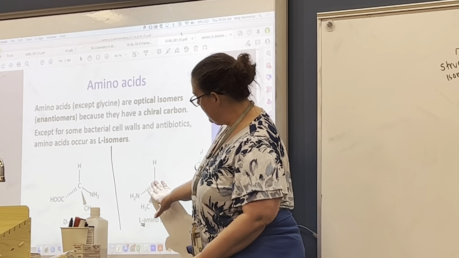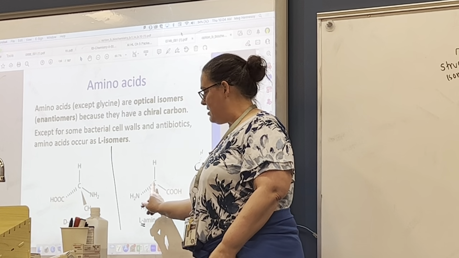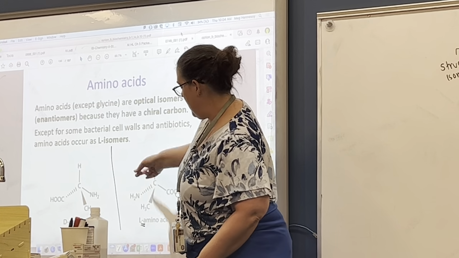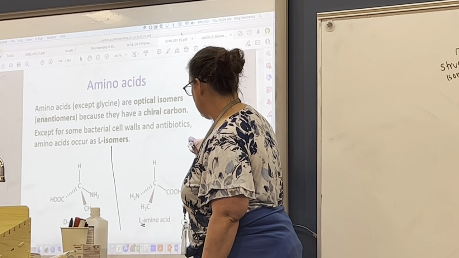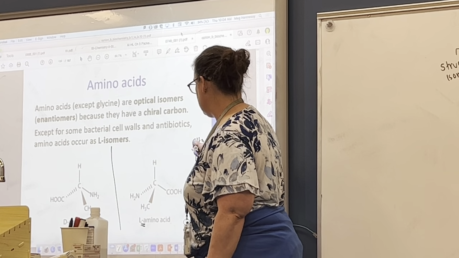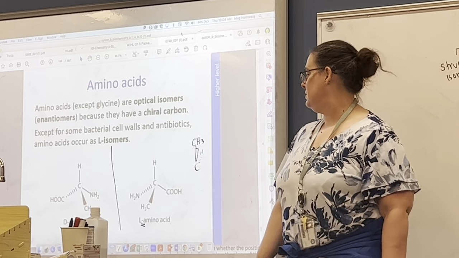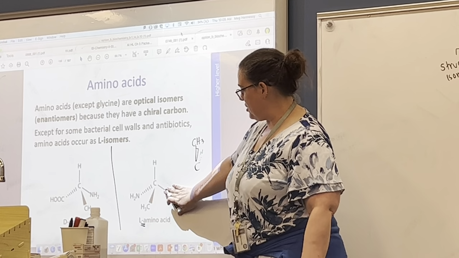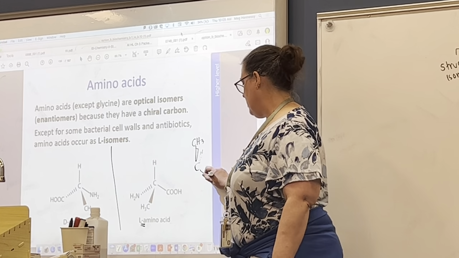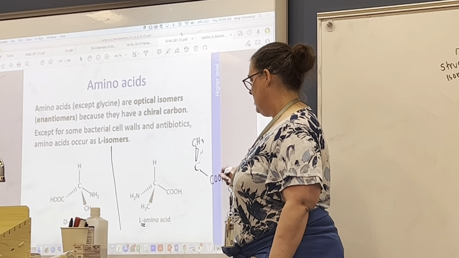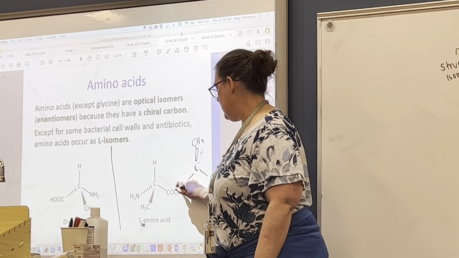And when that happens, this CH3 that used to be here is going to come up. And the CH3 is going to be up here like this, coming out toward you. And this COOH is going to be over here, perhaps. And this NH2 seems like it would be over here.